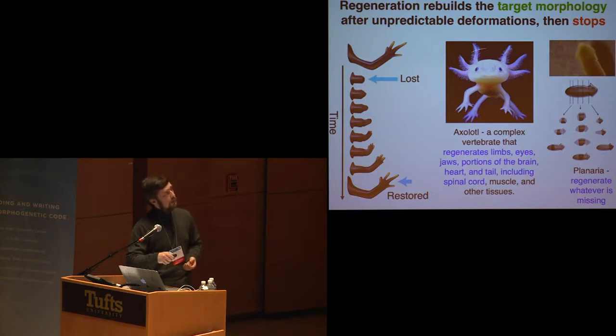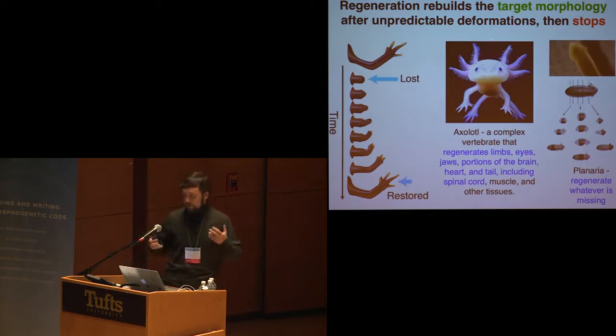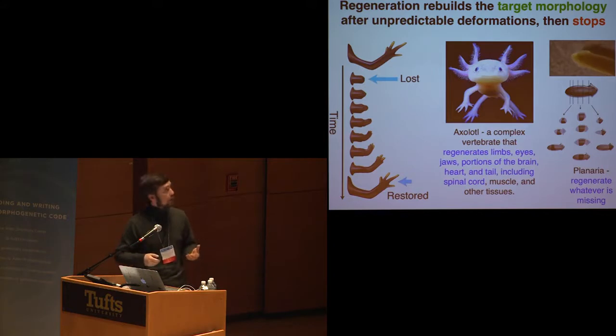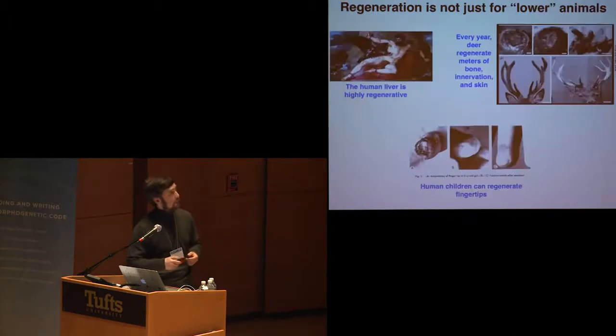And even vertebrates, such as this axolotl that you've already heard about, can regenerate many of its organs, its limbs, its eyes, its jaws, and so on. So this regeneration is an amazing process that repairs unpredictable perturbations and then stops at exactly the right moment. And that actually is a really important issue, is how does it stop?